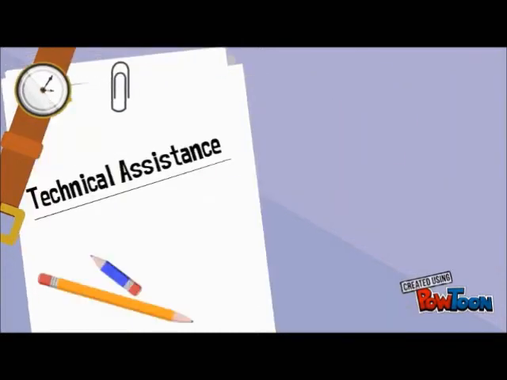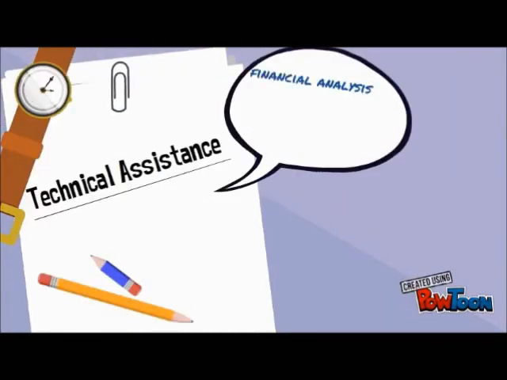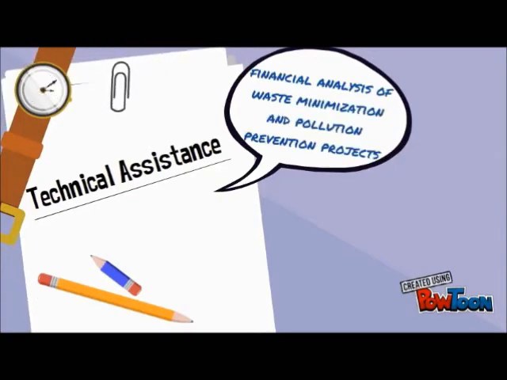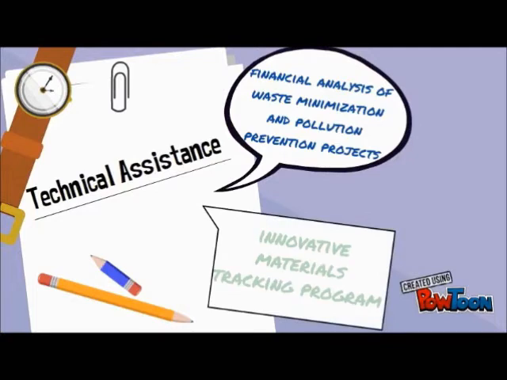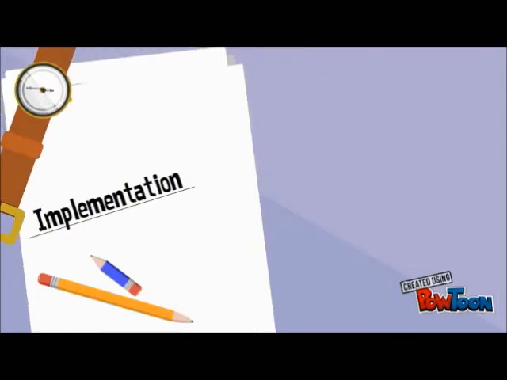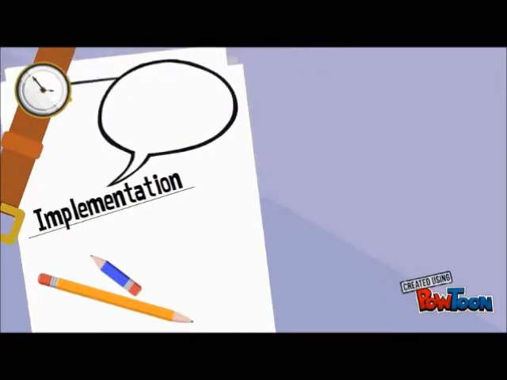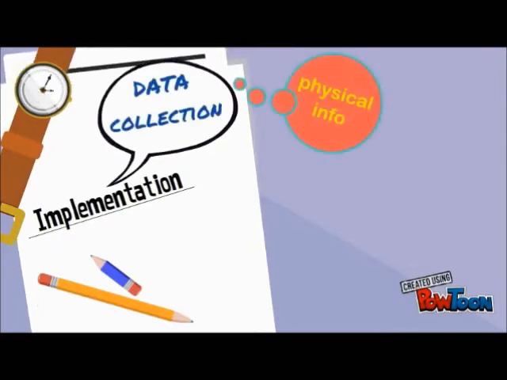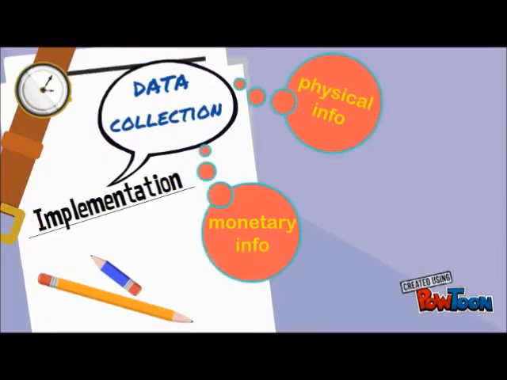The technical assistance includes financial analysis of waste minimization and pollution prevention projects, and also innovative materials tracking programs that an organization uses to assess its pollution prevention progress. The implementation will be on data collection, consisting of physical information and monetary information.